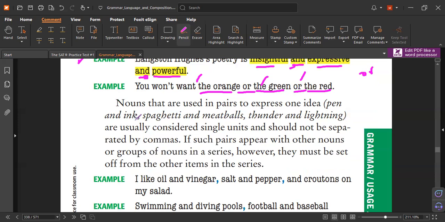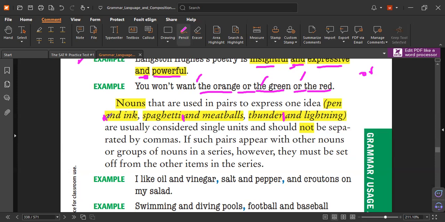Now let's have a common trap. And it's very common: nouns that are used in pairs. It means both of them are one thing. Thunder and lightning, it's one thing. But between them we have "and". So all of them one thing. And here, for example, pen and ink, it's one thing. Spaghetti and meatballs, one thing. So if I wanted to use a list between them, I must write it like that. Pairs like these are usually considered single units and should not be separated by commas. So we don't need commas here, in this part, this part, this part. Okay, that is the point.